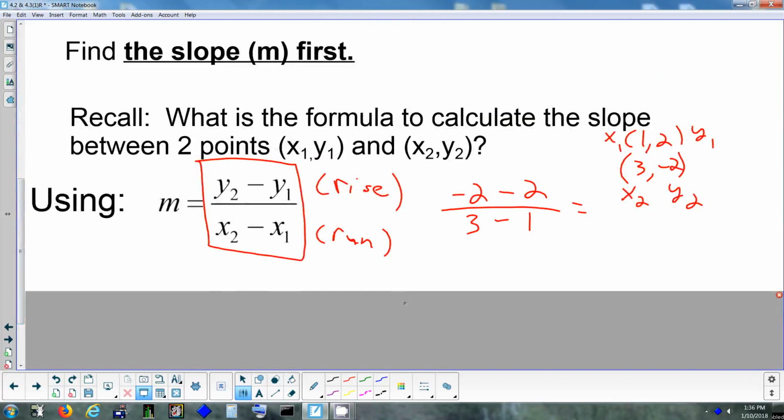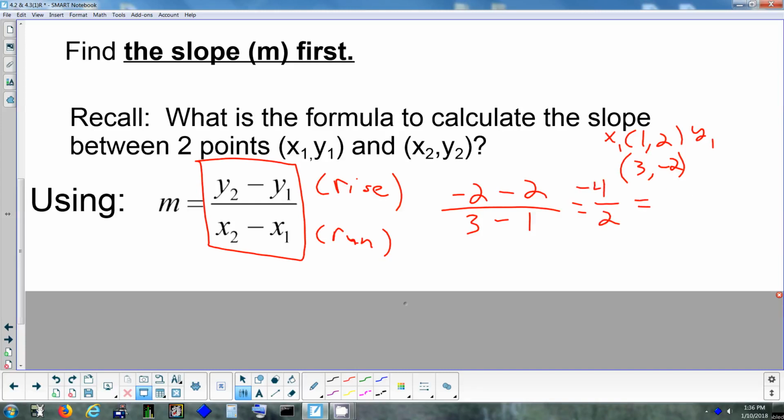All right, negative 2 minus 2. Negative 2 plus 2 is 0. That's 0. What's negative 2 minus 2? Negative 4, Joe. You meant to. Divided by 3 minus 1, Savannah?